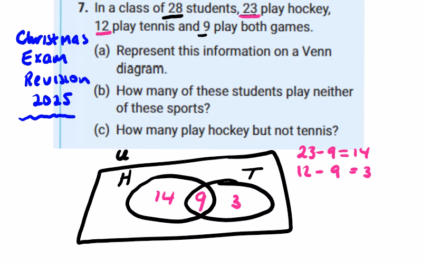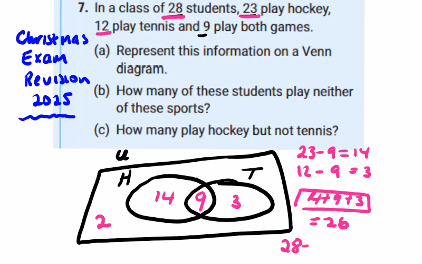And what do we have so far inside our two circles? We have 14, we have 9, and we have 3. So inside the circles we have 26. And it's a class of 28 students, which means that there has to be 2 on the outside. The total minus what's inside the circles gives 2. And then we should be able to answer the questions quite easily.